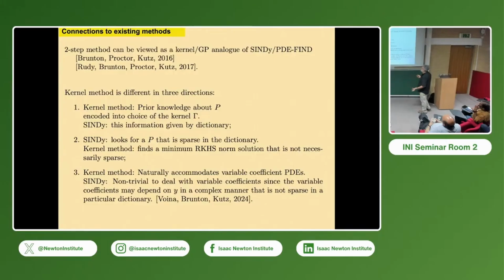And this kernel method is different in three directions. The prior knowledge about P is encoded into the choice of kernel gamma, whereas in SINDy this information is given by a dictionary. SINDy looks for a P that is sparse in a dictionary. The kernel method finds a minimum RKHS norm solution that is not necessarily sparse. The kernel method naturally accommodates variable coefficient PDEs, and for SINDy it's not trivial to deal with these variable coefficients, since variable coefficients may depend on Y in a complex manner that is not sparse in a particular dictionary.